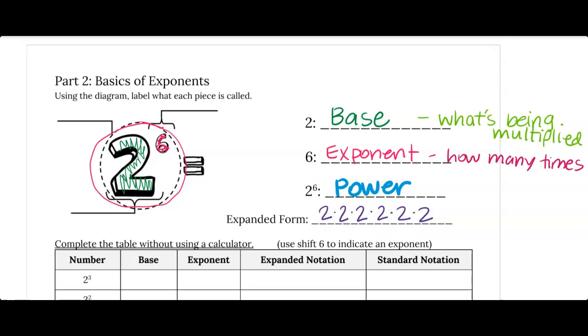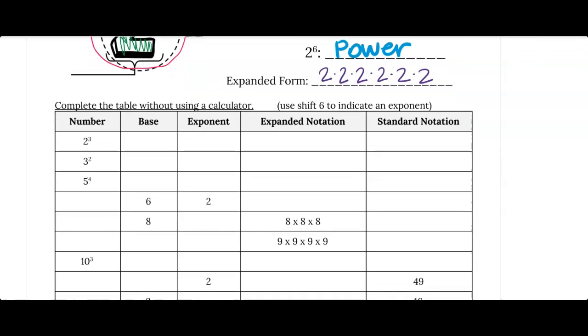All right. So we're going to complete this table. If you're filling it out on Google, you're going to want to use Shift 6 to indicate an exponent when you write it over here. So the number, the base, the exponent, expanded form, and standard notation. So expanded form is where you write it out the number of times. Standard notation is where you actually do the multiplying.